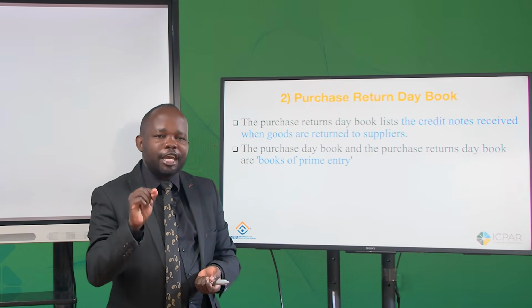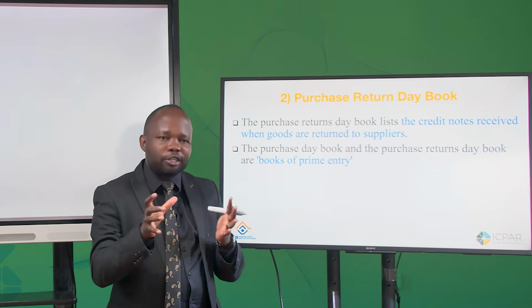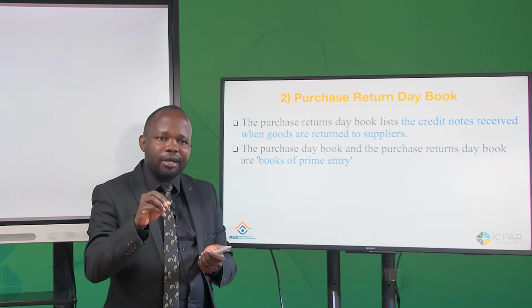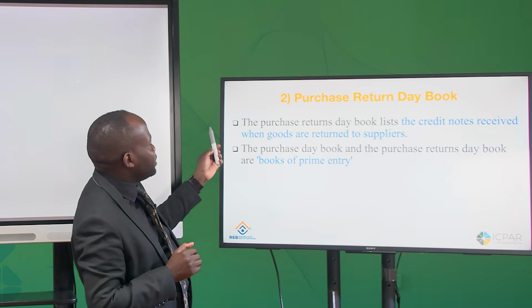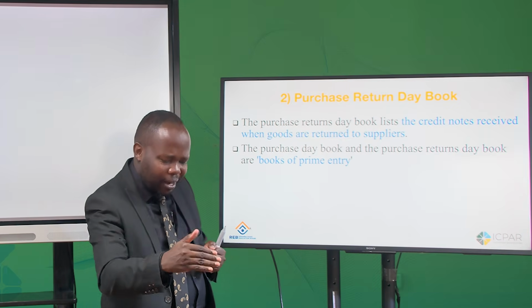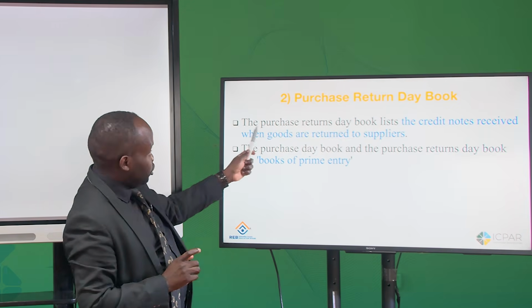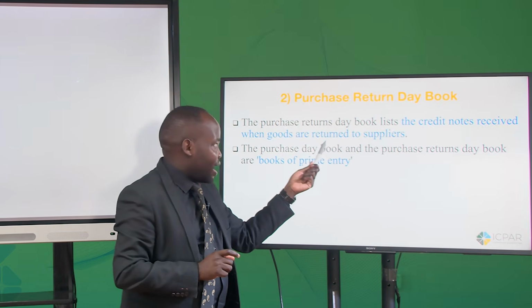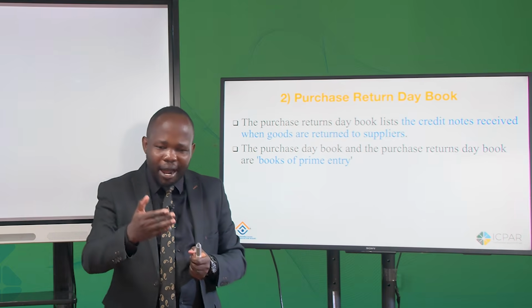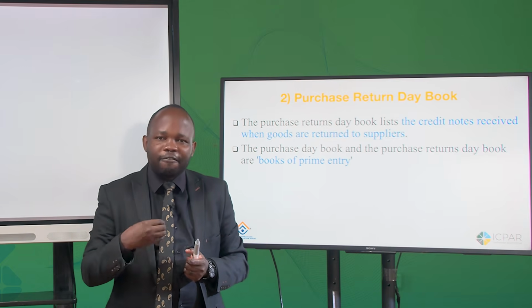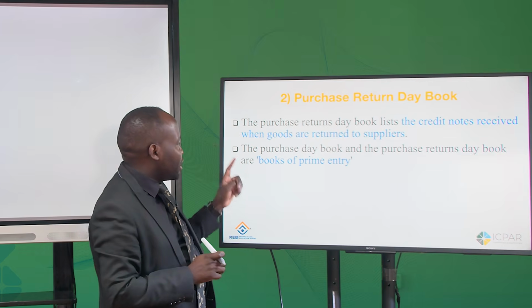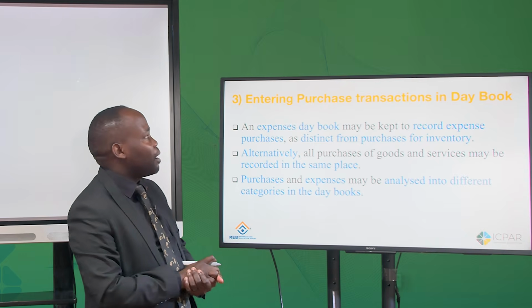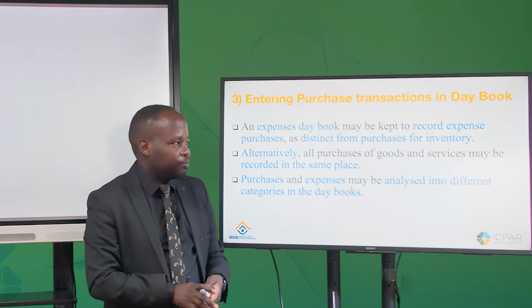Purchase return day book is now a debit note on the invoices from the suppliers. So here we are trying to say, if we are dealing with suppliers, we still call it a credit note. So the purchase return day book lists the credit notes received when the goods are returned to suppliers. When we buy goods from suppliers and then maybe some are faulty and we take them back to suppliers, we record them in a purchase return day book, which is also a book of original entry.